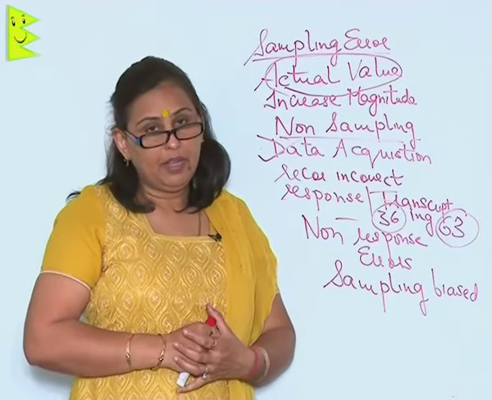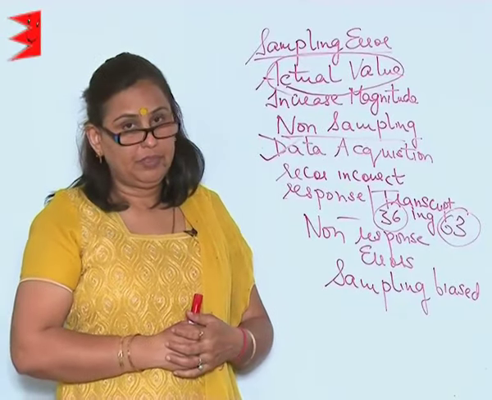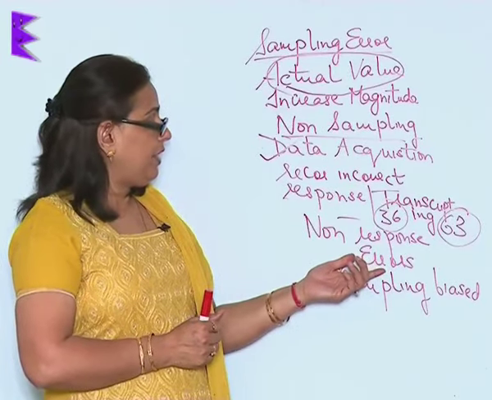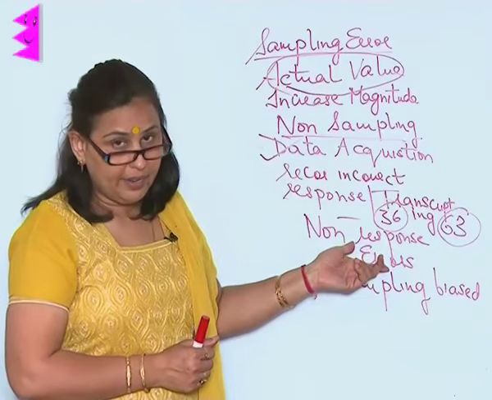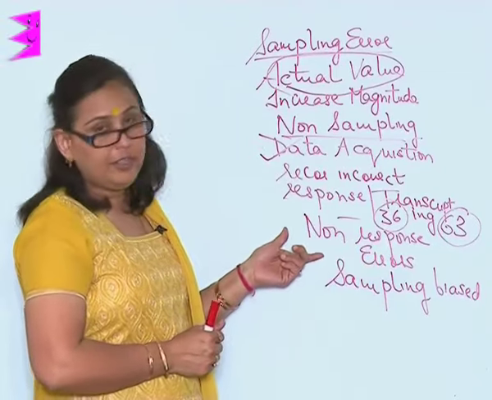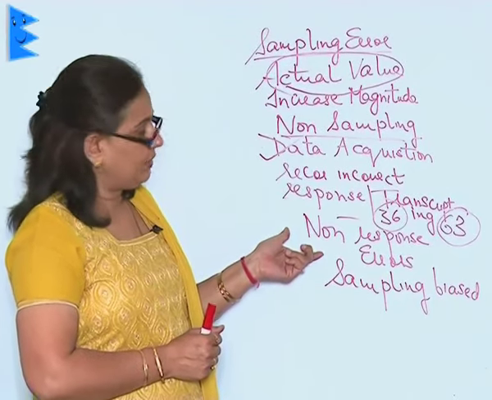Then there are non-response errors also. For example, a person does not want to give information. That is the time that whatever information we have derived is of no use, is incorrect, because we have not got the response from the person. He is not willing to answer the questions.